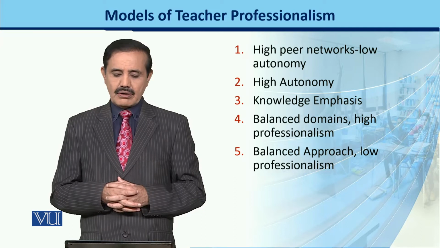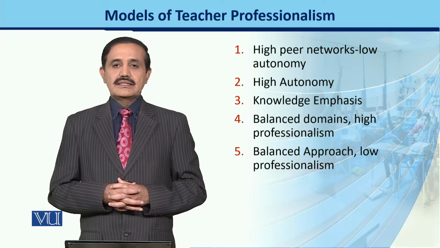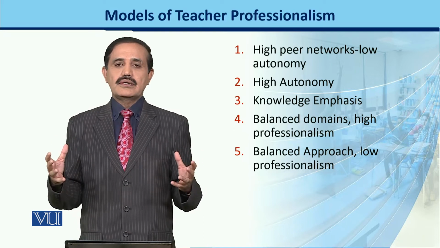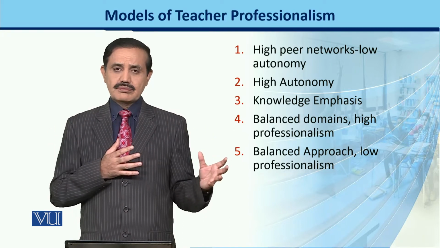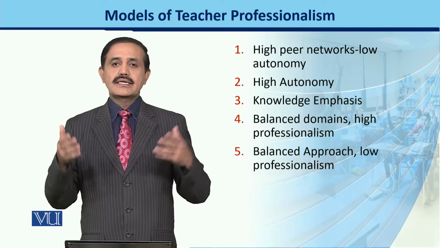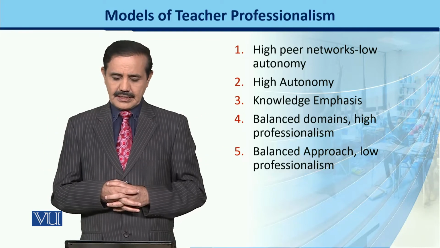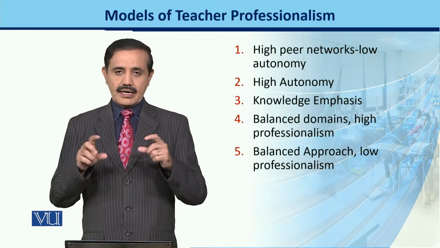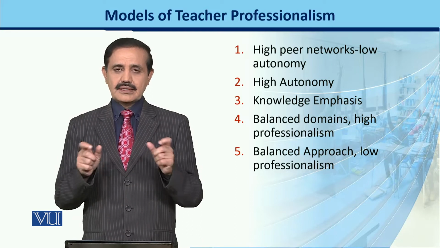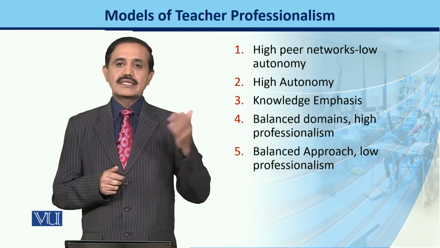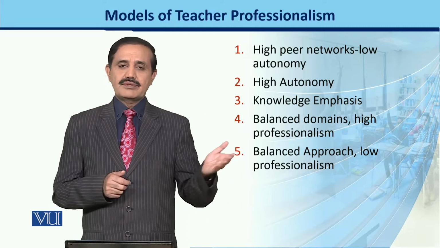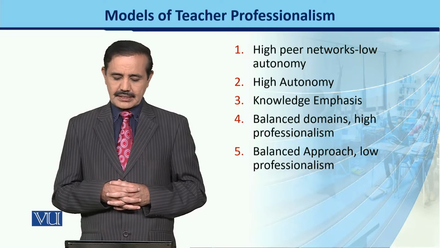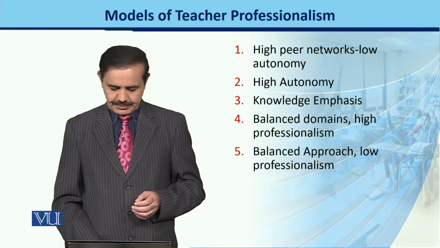Third one is knowledge emphasis. This model says the teacher should focus more on knowledge, and the rest of the components are not as equally important. And the next is balanced domains, high professionalism. If all three domains, all three components, are balanced, then there is the expectation of the possibility of a high level of professionalism. Then there is the balanced approach, low professionalism.